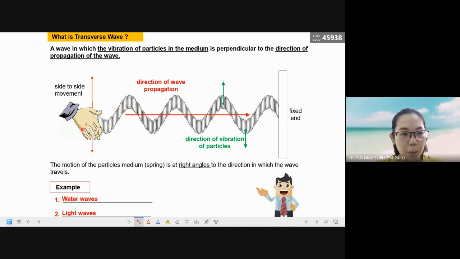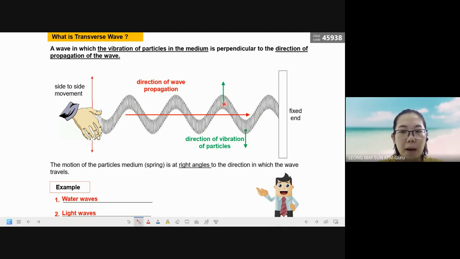So a transverse wave means that, let's just say the hand moves the slinky spring up and down, a side to side movement. You can see that the energy of the wave is moving towards the right hand side. So this is the direction of the wave propagation. The red line shows the direction of the wave propagation.